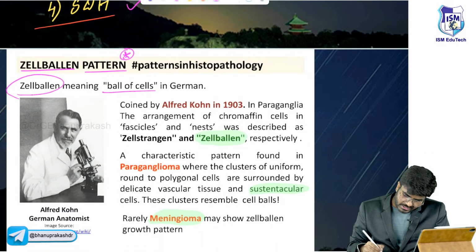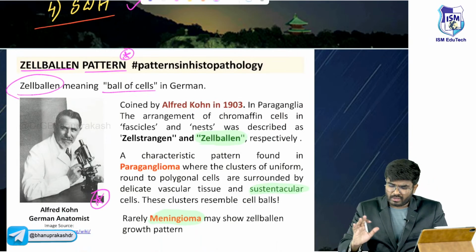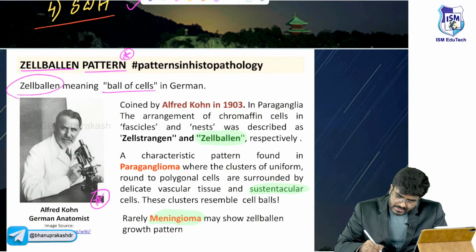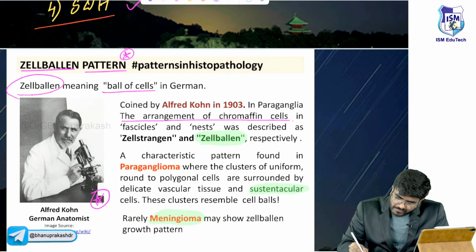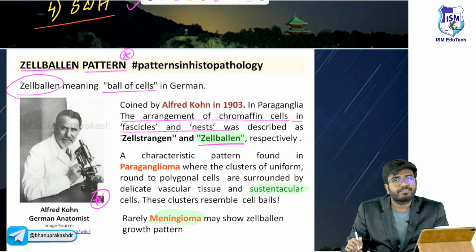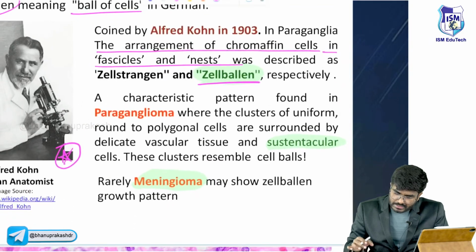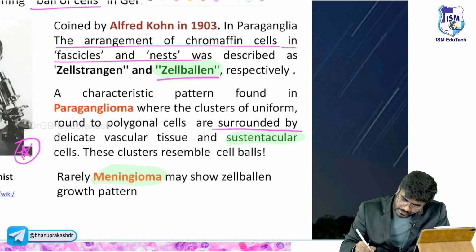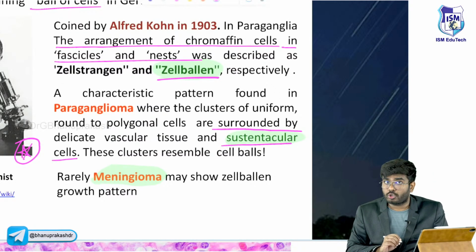Okay, he is the scientist who first coined the term Zellballen pattern. So what is this Zellballen? It's the arrangement of the chromaffin cells in the form of nests, in the form of balls. That is called a Zellballen pattern. Now these tumor cells are also surrounded by sustentacular cells. Okay, sustentacular cells. I will show you in the histology.